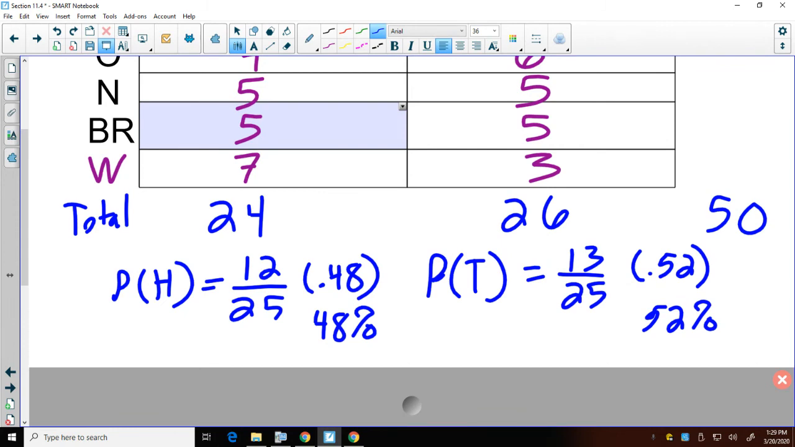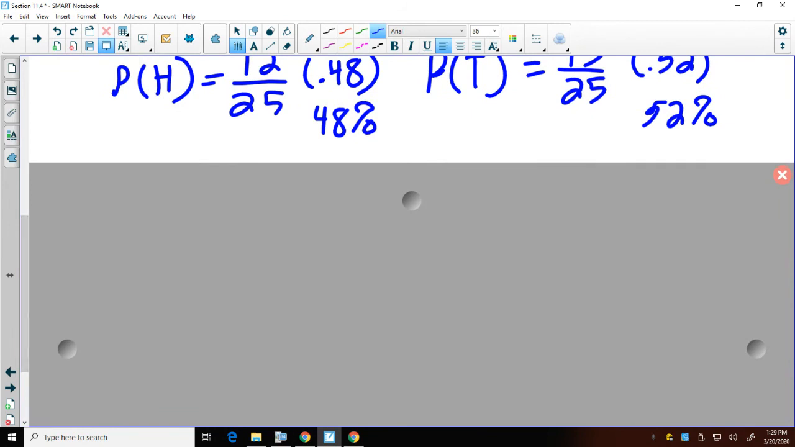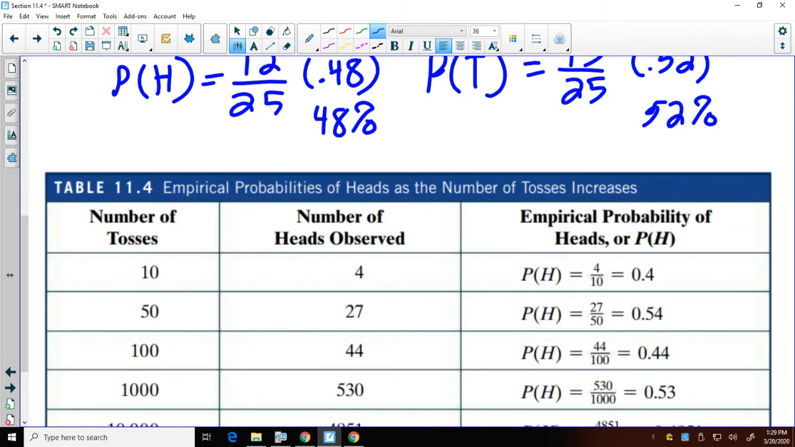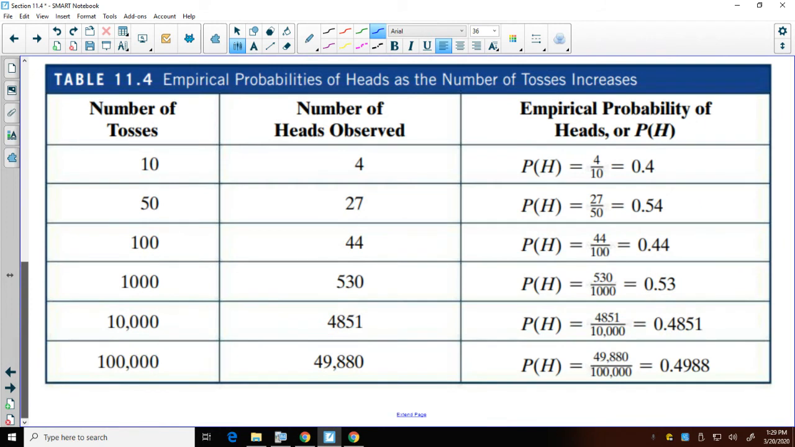I'm talking about if you take, and I take this picture straight from our book, and you do the experiment 1,000 times, 10,000 times, 100,000 times, look at how the probability's coming out. Right there, 0.4988. That's getting closer and closer to that 50% that we're talking about.